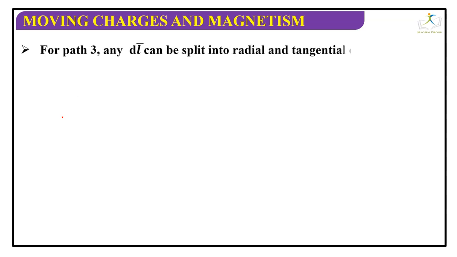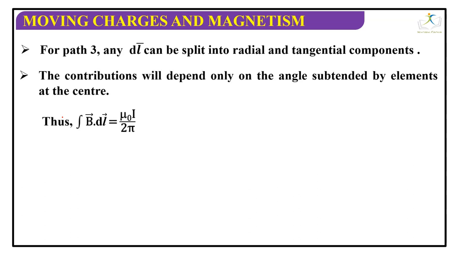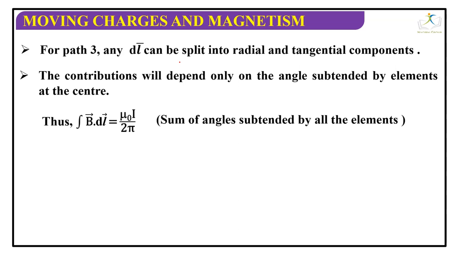For path 3, any dl component can be split into radial and tangential components. So the contribution depends only on the angle subtended by the elements at the center. The integration of vector b dot vector dl is equal to mu naught by 2 pi times I, times the sum of the angles subtended by all these elements. This becomes multiplied by 2 pi. The final value we receive is mu naught times I.